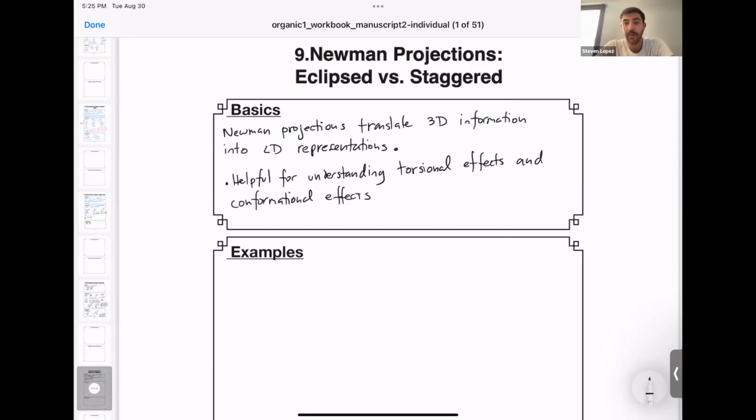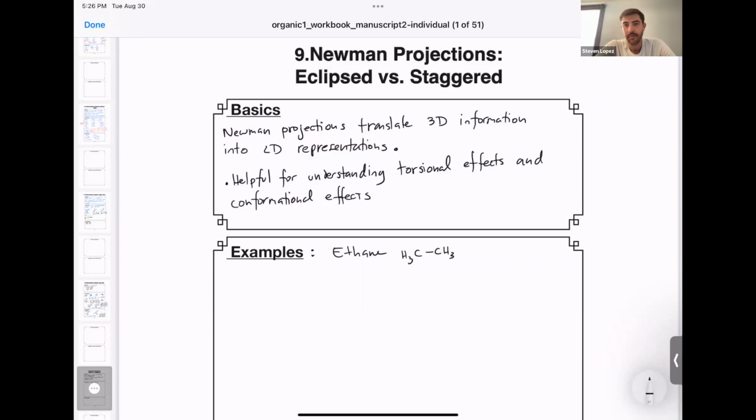Today, I'm going to be talking about Newman projections and two of the most important nomenclatures known as eclipsed and staggered. So Newman projections are a way to translate complex 3D information about a molecule into 2D representations that are a little easier to understand. These are helpful for understanding torsional effects and conformational effects as well.